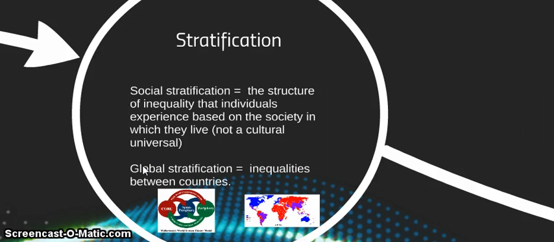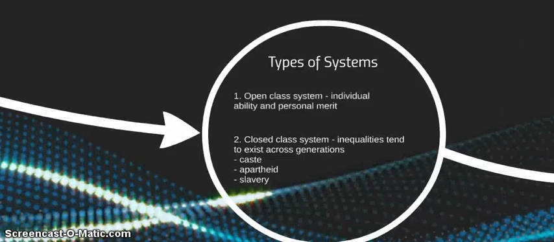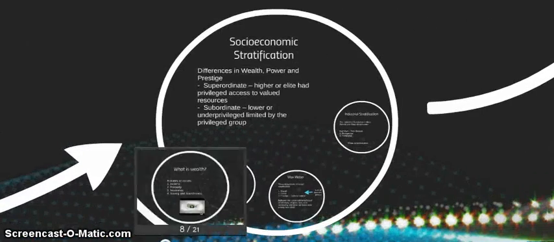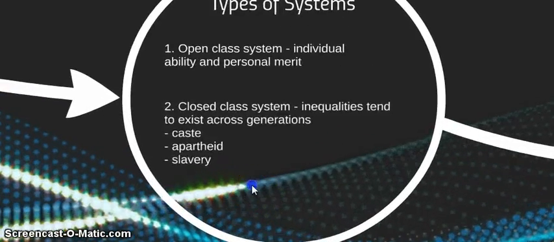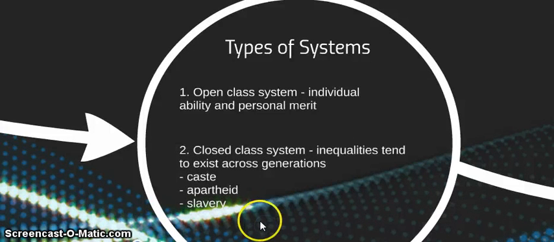That's the structure of inequality that individuals experience based upon the society in which they live. Essentially it means we divide people based upon certain characteristics. It could be class, it could be race, it could be gender. In this case, we're going to talk about class.